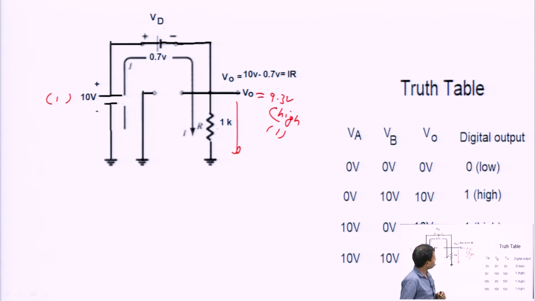Now this is the truth table, understanding. 0 0 0, 0 10 10, 10 0 10, 10 10 10. This means logically 10 volt or 9.3 volt is the output is high. This is the truth table of OR gate. Now AND gate.